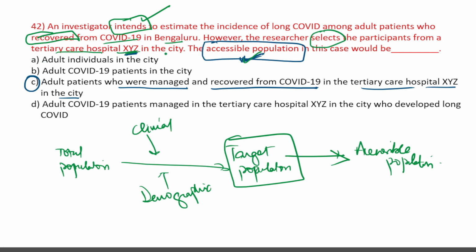So option number A doesn't apply, that all the individuals in the city. Once again, option number B is also not applicable because of the city. You remove both of them because we know that the accessibility was only in the tertiary care hospital. Then among options C and D, why have we chosen C? Option C says adult patients who were managed and recovered, see the word recovered, from COVID-19 in the tertiary care hospital in the city. So option number C was selected. Whereas option number D says adult COVID-19 patients managed in the tertiary care hospital in the city who developed long COVID; there is no mention of any recovery terminology in option D. Therefore, option number C is the answer for our question.